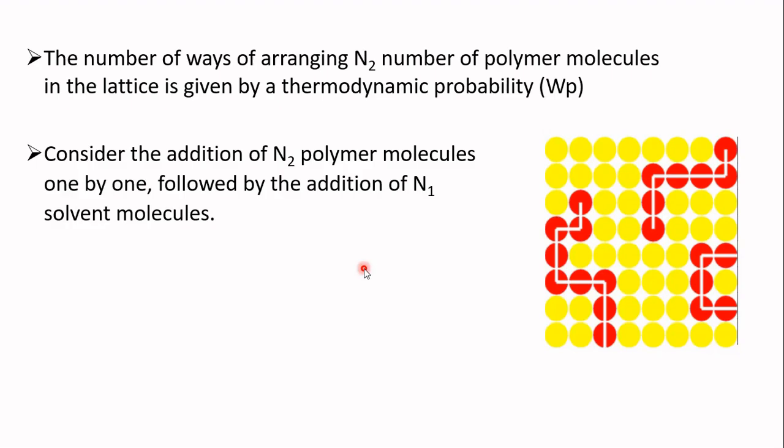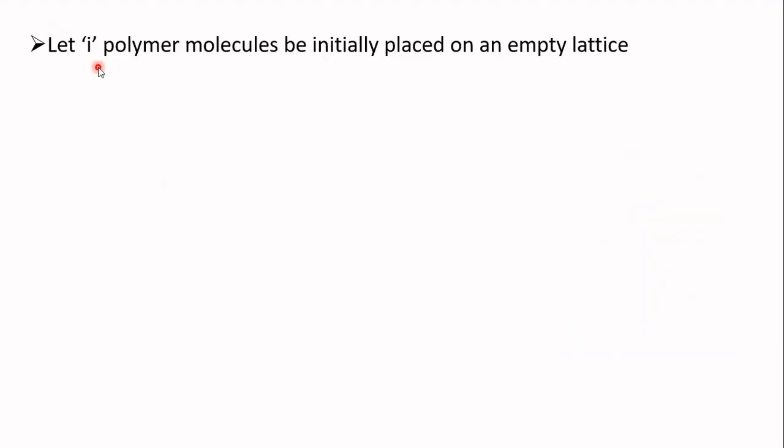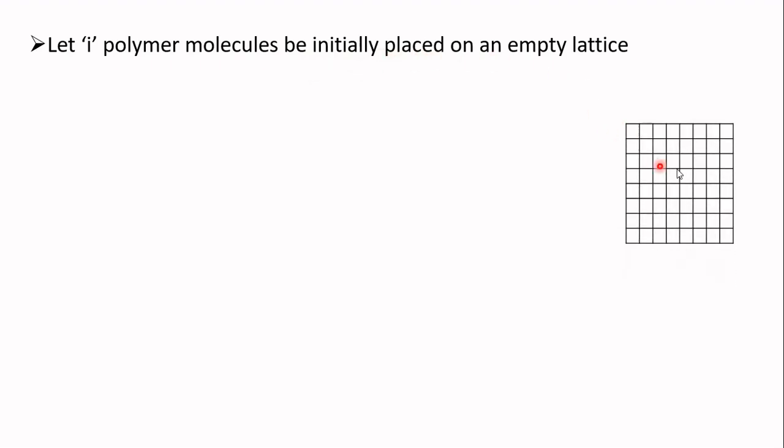Now, to calculate the entropy change of mixing of polymer solutions, you just consider, let i number of polymer molecules be initially placed on an empty lattice. You just consider a crystal lattice to which we have already added i number of polymer molecules. Actually, it is not visible to us now. You just imagine we have added i number of polymer molecules already.